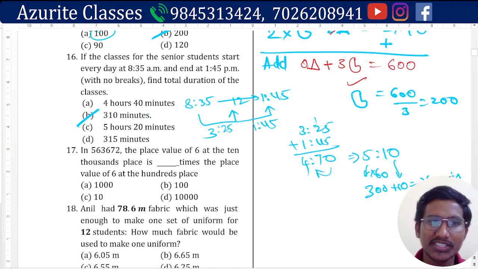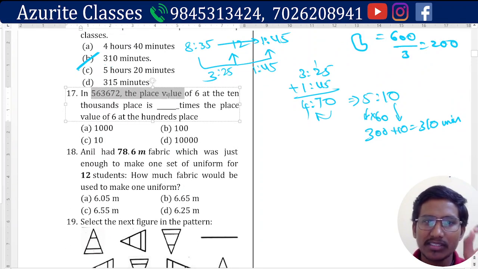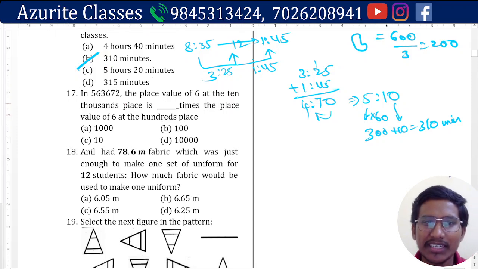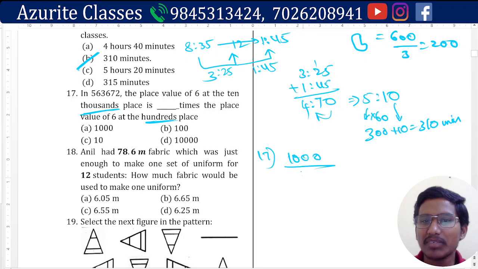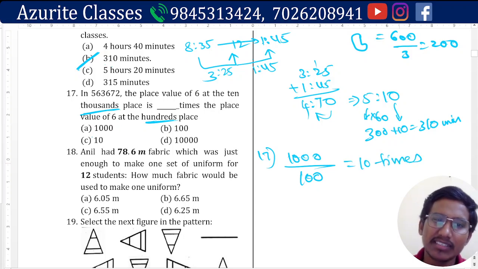Okay, next here, that is 17 question. So what is the 17 question? In this, the place value of 6 at the 10,000 place is dash times the place value of 6 at the 1000 place. So 17, that is 1000 divided by 100. How many times? 10 times, right? That is 100 times a 1000. So it will be 10 times, right? That is the answer, option C.